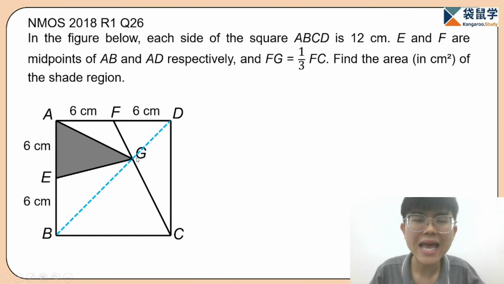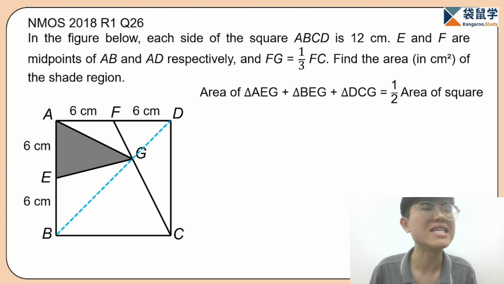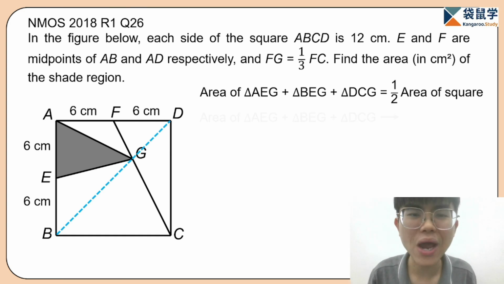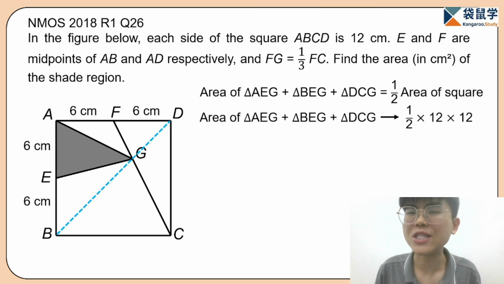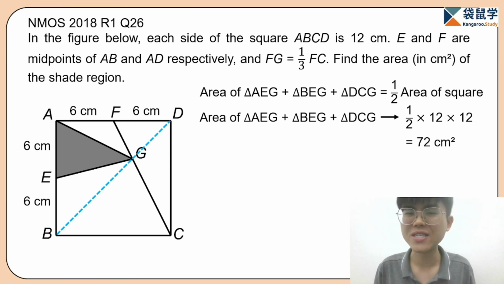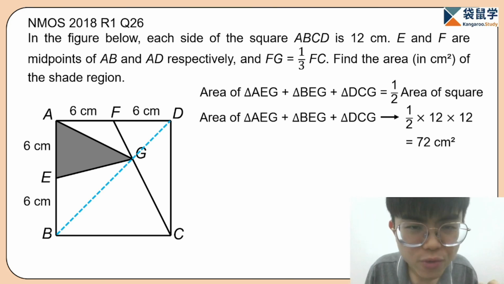So we can actually say that the sum of the areas of the triangles AEG, BEG, and also DCG is actually half of the whole square. So now, let's try to calculate what will be the area. So we'll use 1 over 2 multiplied by 12 and again multiplied by 12, and we'll get that is equal to 72 centimeters squared. In this case, we are still not able to find the area of the triangle AEG.